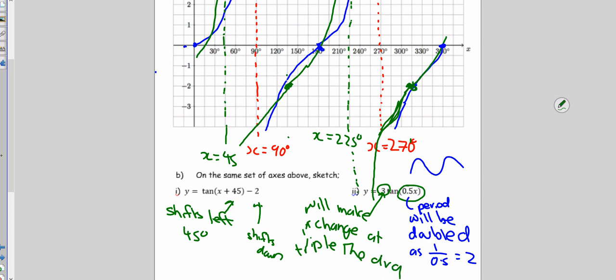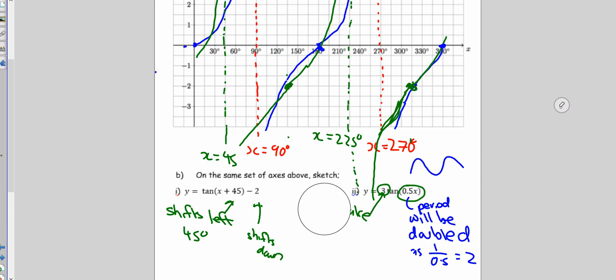We didn't say that before. We said something else. We said that was a vertical stretch. Yeah. Okay, so you could say it stretches it vertically. Yeah, that works well too.